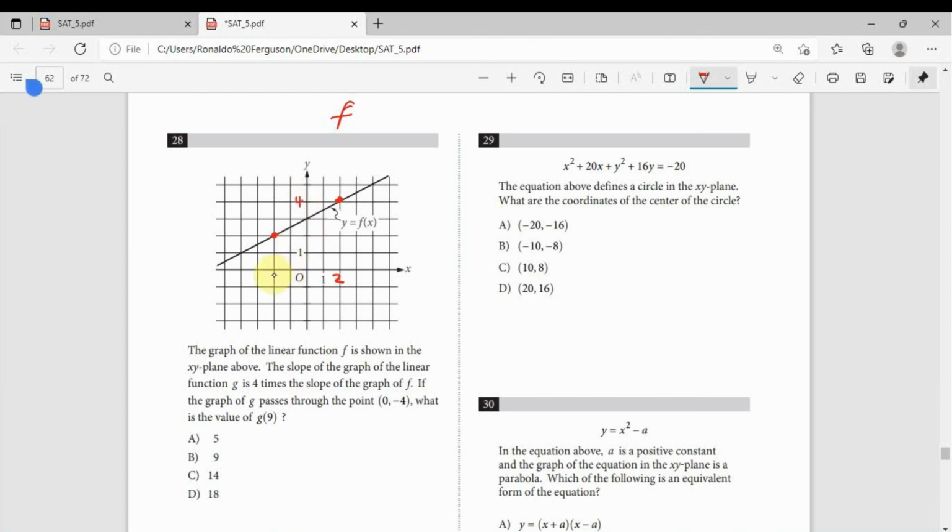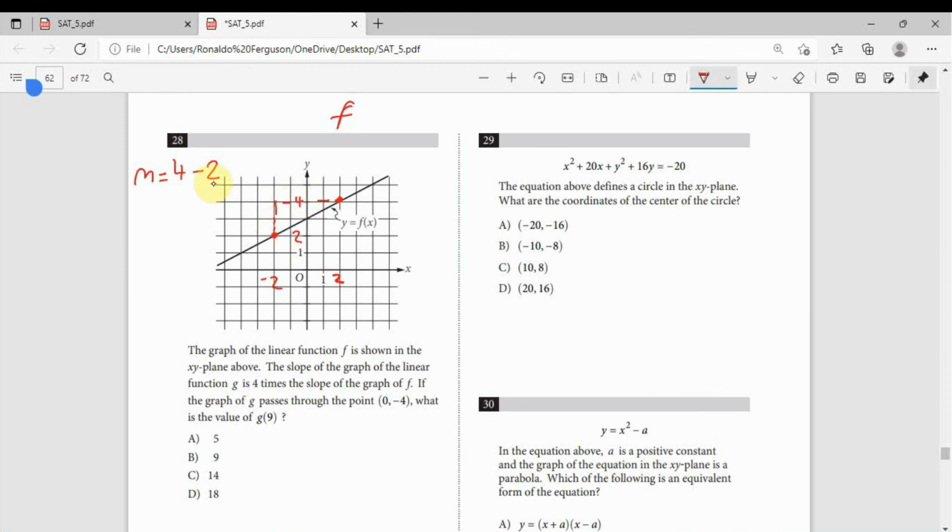And then when x is minus 2, the y value is, that looks like 1, right? No, this is not 1, this is 2. The y value is 2. So now we can say that the gradient of f is y2, which is 4, minus y1 of 2. Remember, we're just finding the gradient of this line.